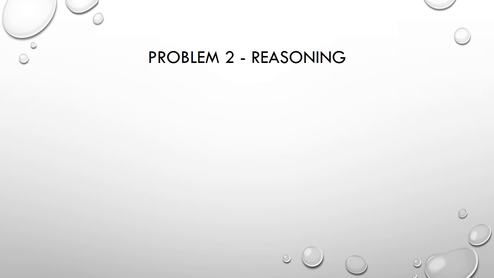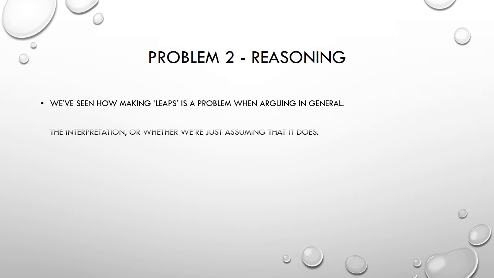Okay, second problem then. So we've done a little bit about clarity. Let's get on to some stuff about reasoning, the logical reasoning. We've seen how making leaps is a problem. I got to this argument, oh, we should believe in dinosaurs. We should believe dinosaurs are millions of years old. Again, didn't really say that, it's just an example. And the problem was there was a leap. It didn't directly follow one thing to the other.